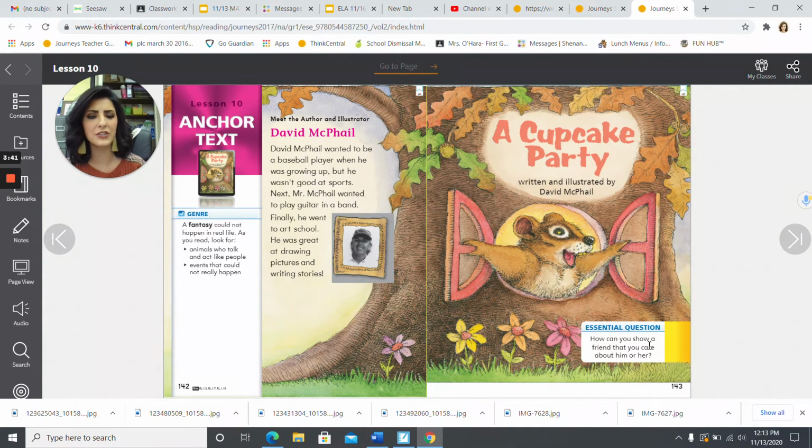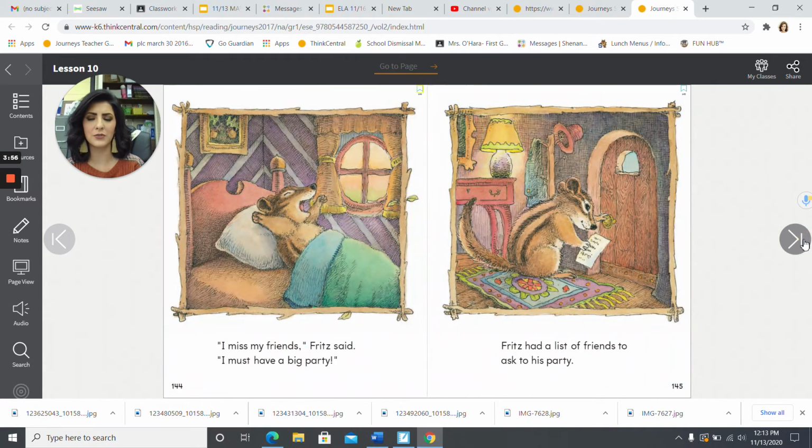Our essential question today is, how can you show a friend that you care about him or her? So I want you to think about that, boys and girls. How can you show a friend or a family member that you care about them? What are some things you can do? Let's go ahead and get started with our story.